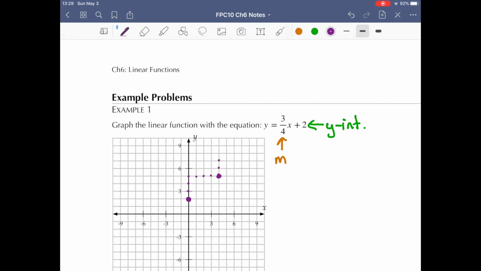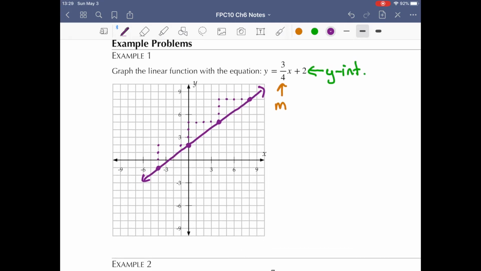1, 2, 3, 1, 2, 3, 4, right there. I'm going to go the other way. 1, 2, 3, 4, 1, 2, 3. Everything's nicely in a line. Draw a nice line through my graph, put arrows at both ends. And we're going to write down y is equal to 3/4 x plus 2.